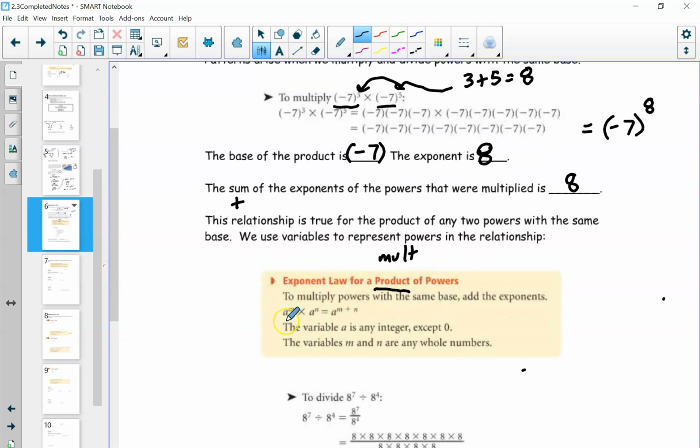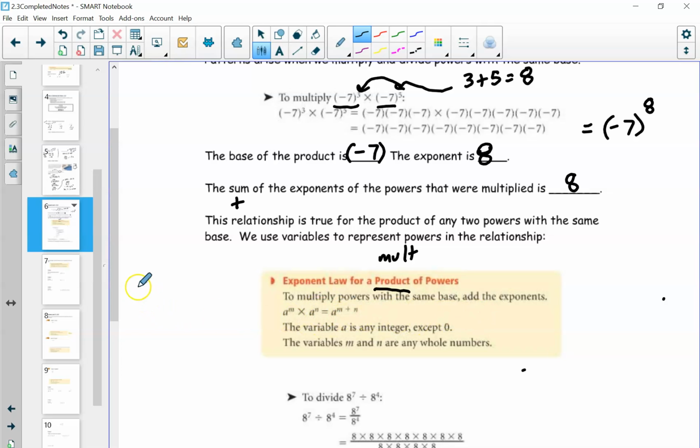Now this is just sort of taking care of the general case. a is any number except for 0. So it doesn't matter if it's 2, or 3, or 4, or 5, as long as it's the same here and here. a to the power of m, m can be any number, and n can be any number.